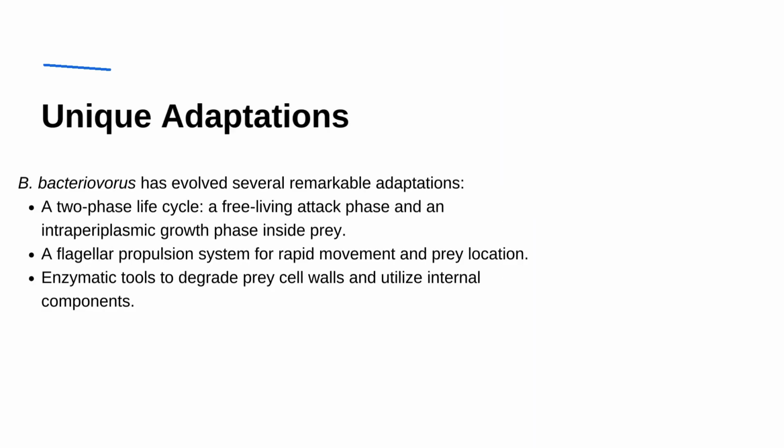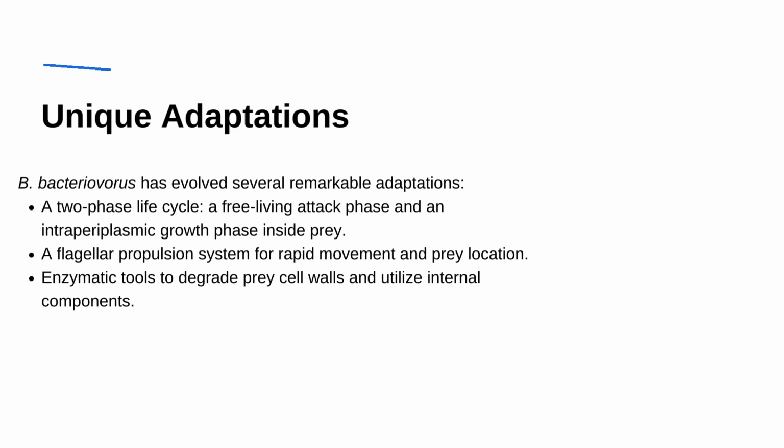Unique adaptations. Bdellovibrio has evolved several remarkable adaptations. As I previously said, it has a two-phase life cycle. One is the attack phase, which allows it to live freely. The other is the growth phase, where it is inside of its prey, in the periplasm, taking over the cell of that host bacterium. It is reproducing and replicating its DNA, turning that host bacterium into another Bdellovibrio bacterium.